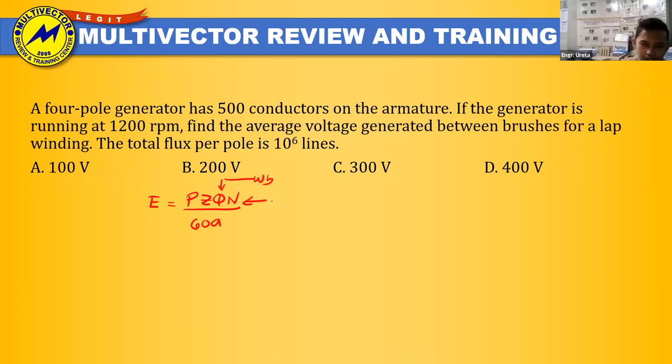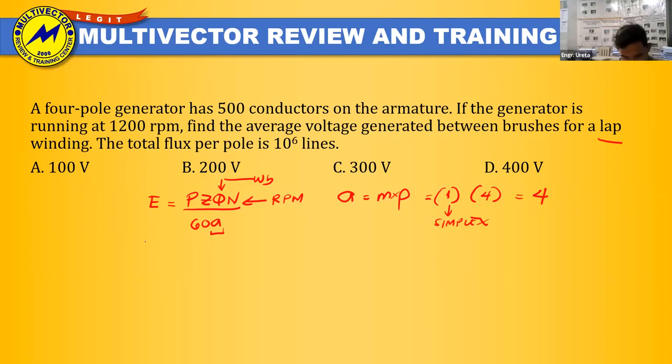Our speed here should be in revolutions per minute. P is the number of poles, Z is the total conductors, and A is the number of parallel paths. Since the problem mentions a 4-pole generator, lap, when it is lap, the number of parallel paths A is given by M times P. Since the problem did not mention the multiplicity factor, we assume simplex, which is equal to 1, multiplied by P, where P is the number of poles, 4. Therefore, A is just equal to 4.